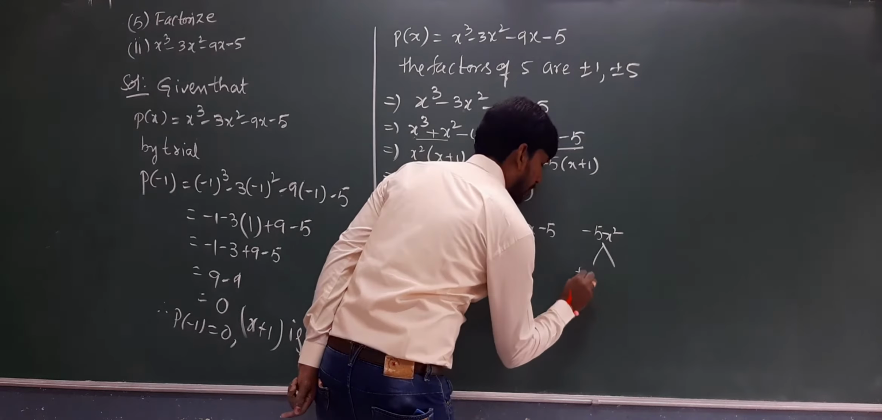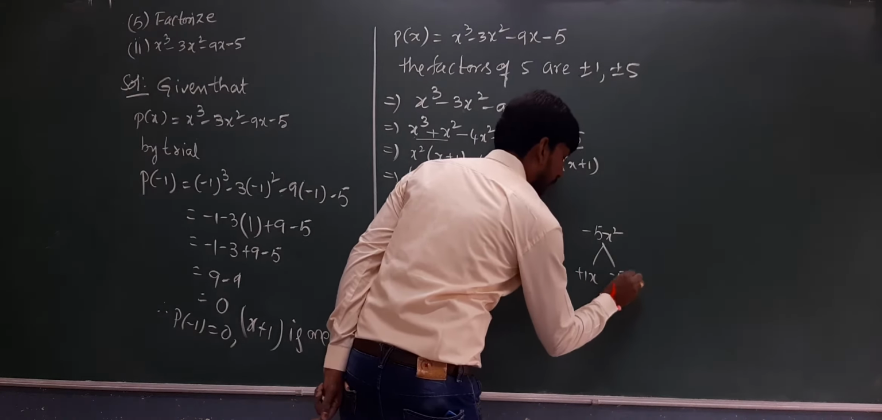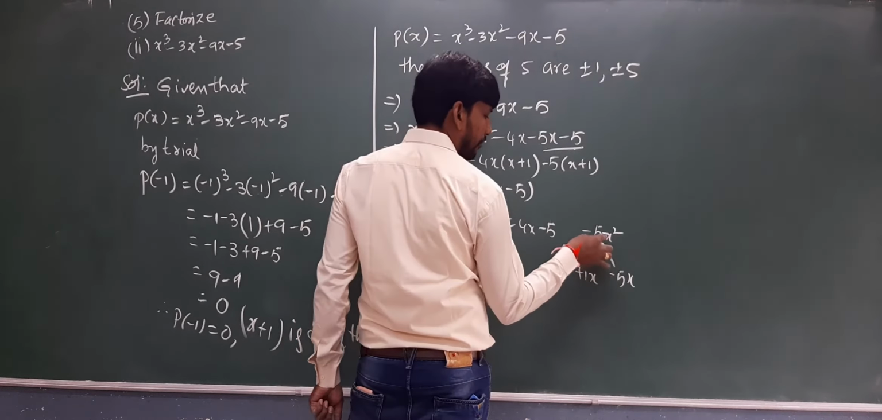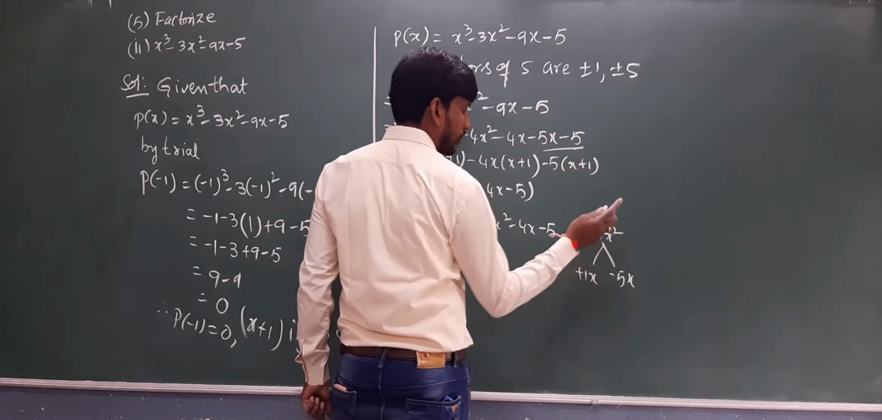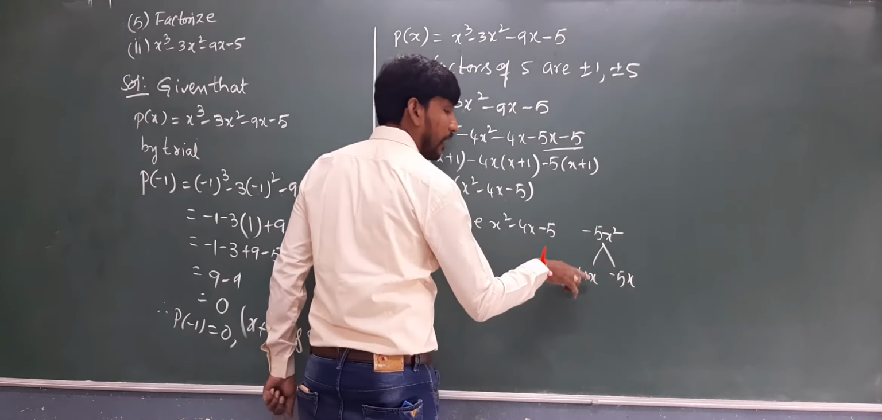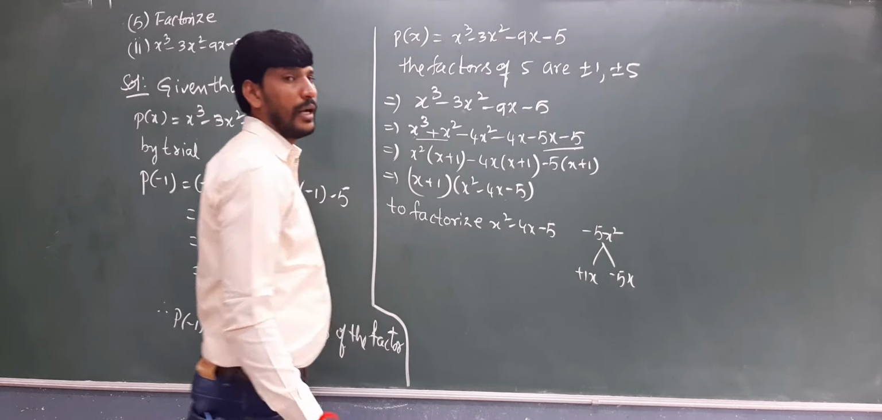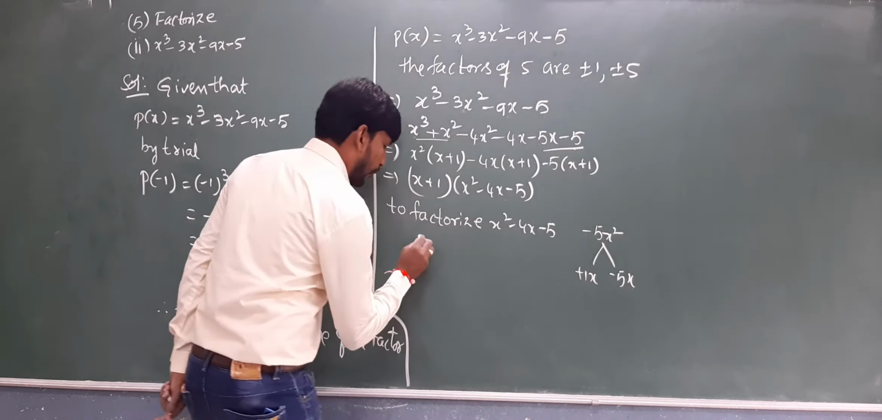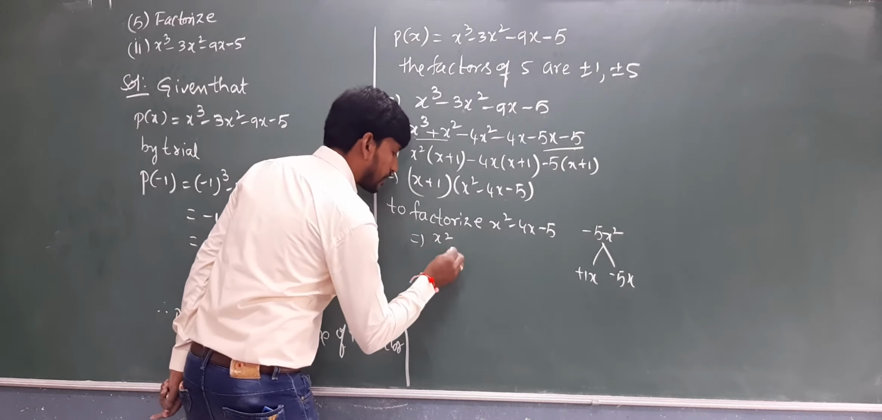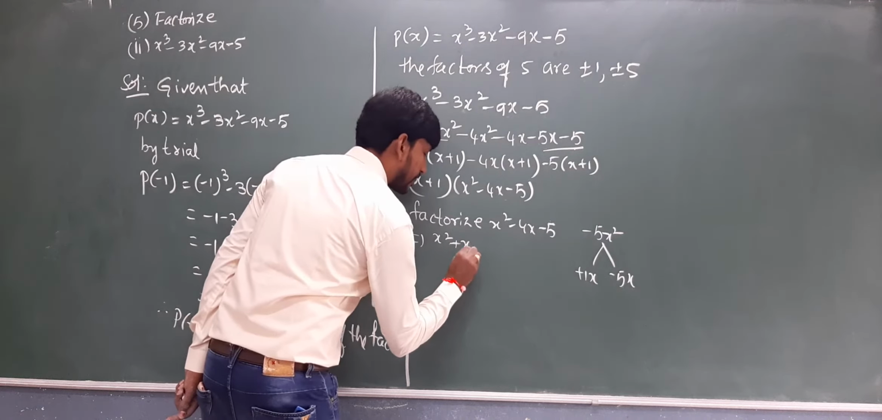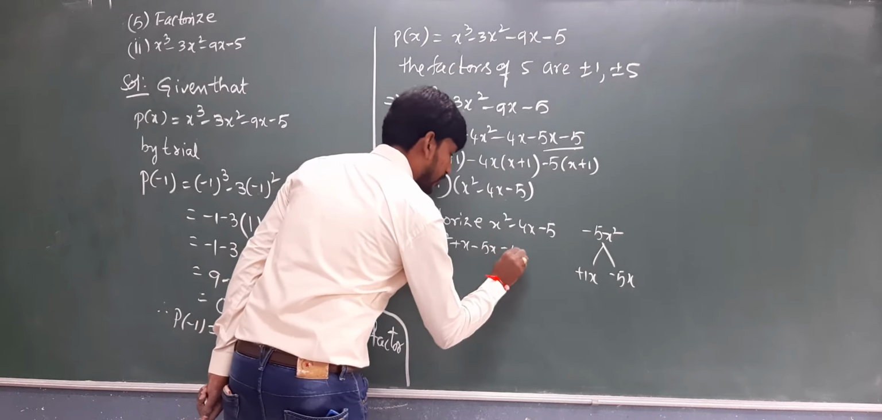So here plus 1x minus 5x I am going to take, because minus into plus is minus, 1 times 5 is 5x. Okay? x and x is x square. Plus x minus 5x will become minus 4x. Now x square, instead of minus 4x, I am going to write these two values, that is plus x minus 5x minus 5.